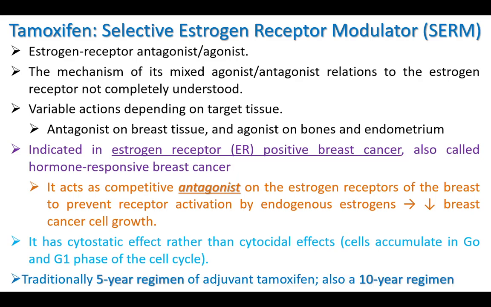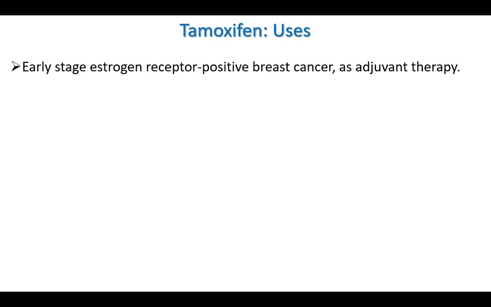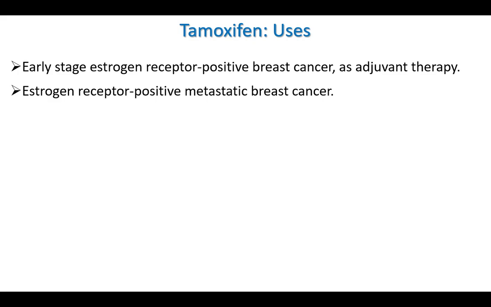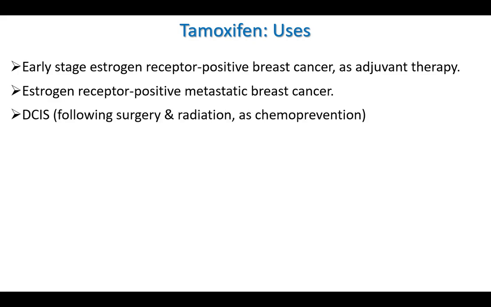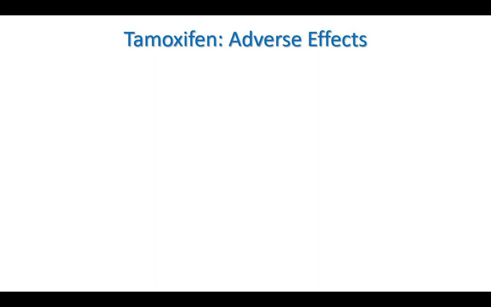Typically it's given as a 5-year regimen, but sometimes it can be given for 10 years as well. So, different uses. It's used in early stage estrogen receptor positive breast cancers as an adjuvant therapy. It's also used in estrogen receptor positive metastatic breast cancer, also in DCIS, LCIS, and one off-label use is ovulation induction. Adverse effects, any idea?